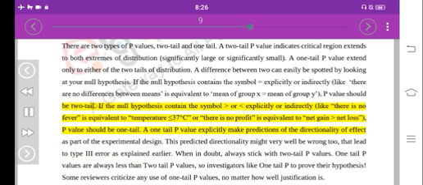If the null hypothesis contains the symbol greater than or less than, explicitly or indirectly, like, there is no fever, which is equivalent to temperature is less than or equal to 37 degrees Celsius, or, there is no profit, which is equivalent to net gain greater than net loss, the p-value should be 1-tail.